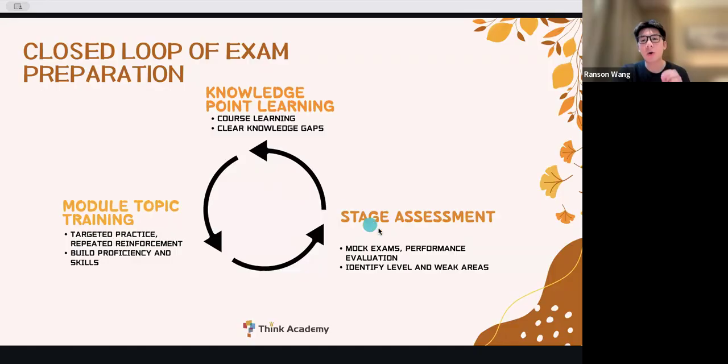So the third step is you have to constantly review your progress and see if you made any progress throughout this whole process. This is the stage assessment, something like mock exams, performance evaluation, or you can use past exams as the assessment to see if you made any progress. At the beginning of my practice, I could only get 5 out of the 25. And now after this, I can at least finish the first 15 questions.